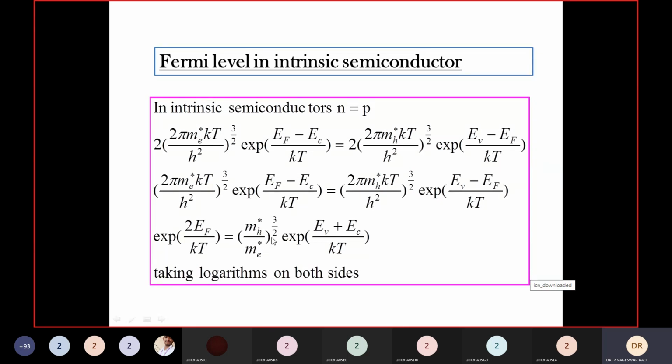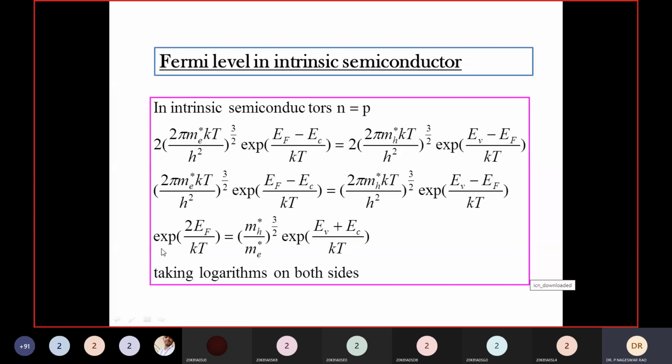Okay, if you simplify it, these two terms will become (mh*/me*)^(3/2) into exponential of (Ev + Ec)/kT. After simplification we will get this one. So now we apply the logarithm on both sides.